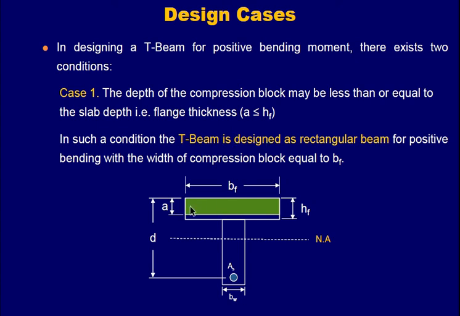So in this case, if A, the depth of the compression block, is less than HF, for example, your HF is 6 inches and from calculation you are getting A as 5 inches, so 5 is less than or equal to 6, good, so design it as a rectangular beam and you're good. However, the second case will be a bit difficult.